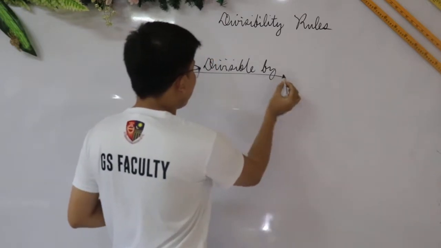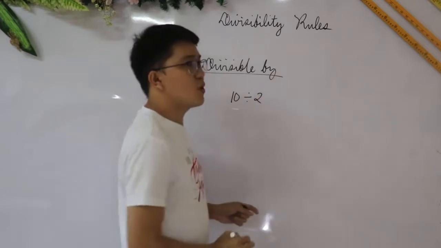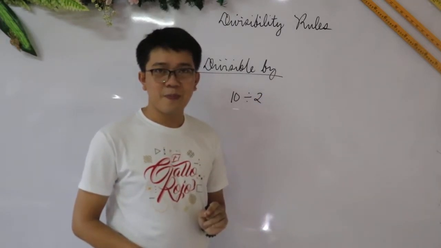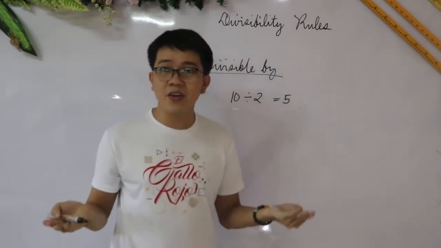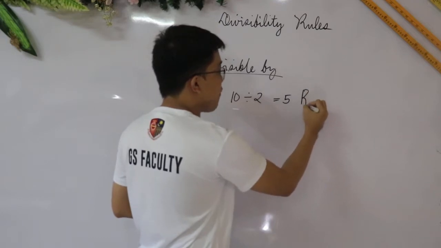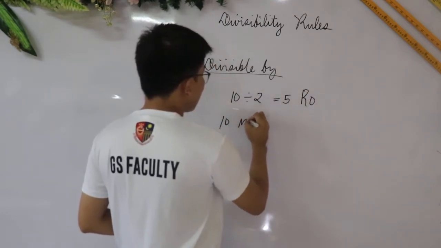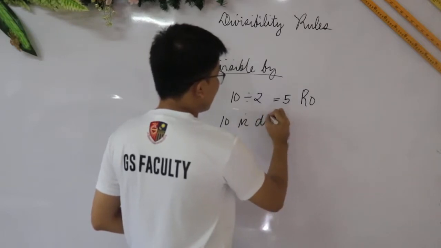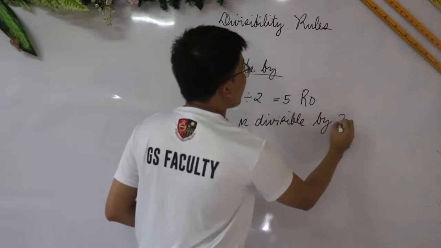I have here 10 divided by 2. What is 10 divided by 2? Yes, it's 5. Is there any remainder? No, there is no remainder. Therefore, we say that 10 is divisible by what? By 2.